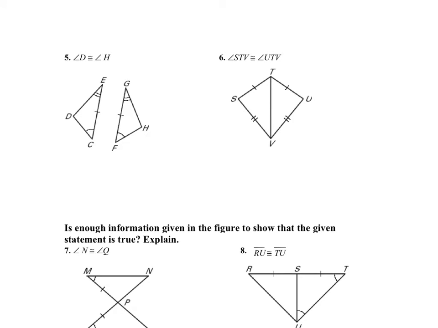Looking at the next one, how can I prove the 2 triangles congruent first? I have angle, side, angle. Which 2 triangles are congruent? Triangle CDE congruent to FHG.